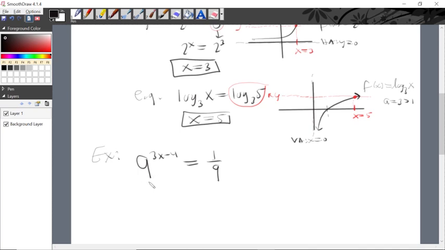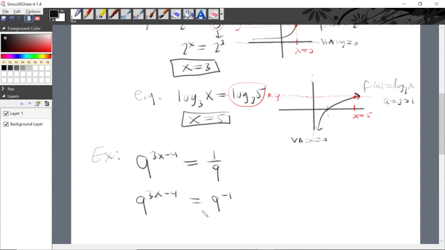So on the left-hand side, we already have something with a base of 9. And on the right-hand side, we have 1 over 9. Well, 1 over 9 can be rewritten with a base of 9, because 1/9, we can rewrite it as 9 to the negative 1. That's part of the strategy of using the one-to-one property of the exponential function. If you can write both sides of the equation with the same base, then you can set the exponents or the argument equal to each other.